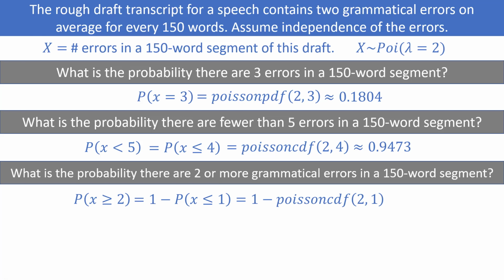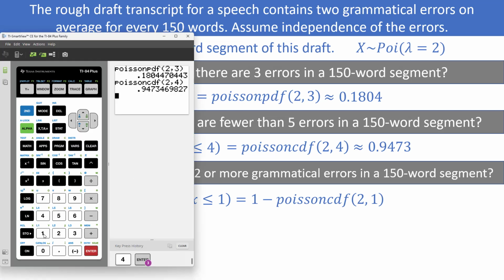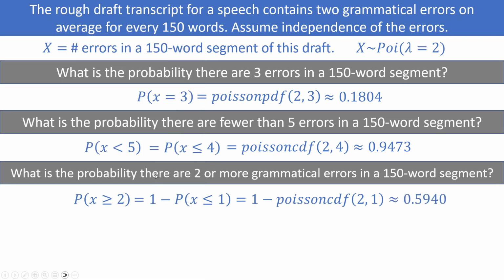Let's go to the calculator. On the calculator, we can press 1 minus second distribution, scroll down to Poisson CDF, press enter, put in 2 for lambda and 1 for x, go ahead and paste, press enter, and you'll get the answer of 0.5940. The probability that there are 2 or more grammatical errors in a 150-word segment is about 59.4%.